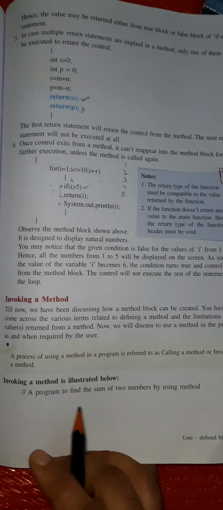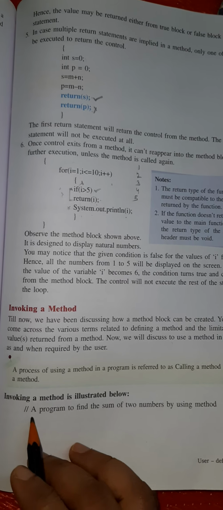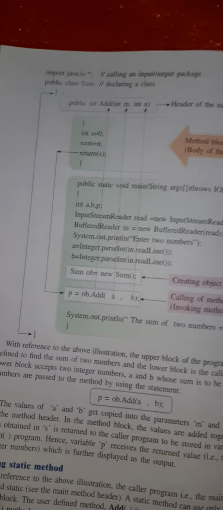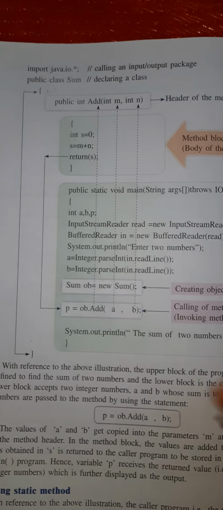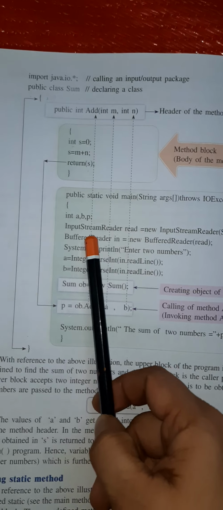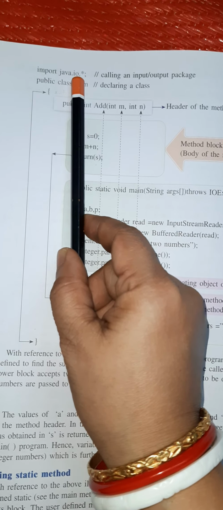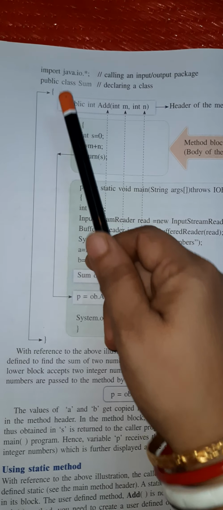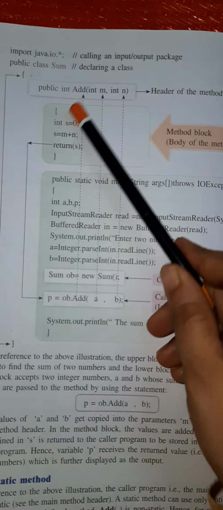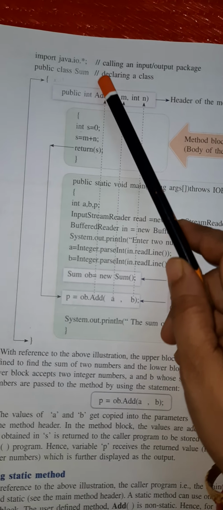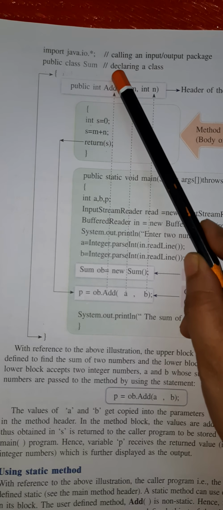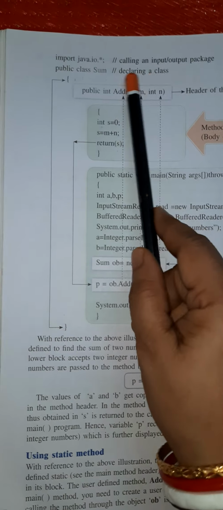So here there is an example: a program to find the sum of two numbers by using a method. Since BufferedReader is used, we have taken the import java. Then the class name is declared as Sum. You can see the program should also be made in this way. Beside it, the explanation of each statement is written with comments.